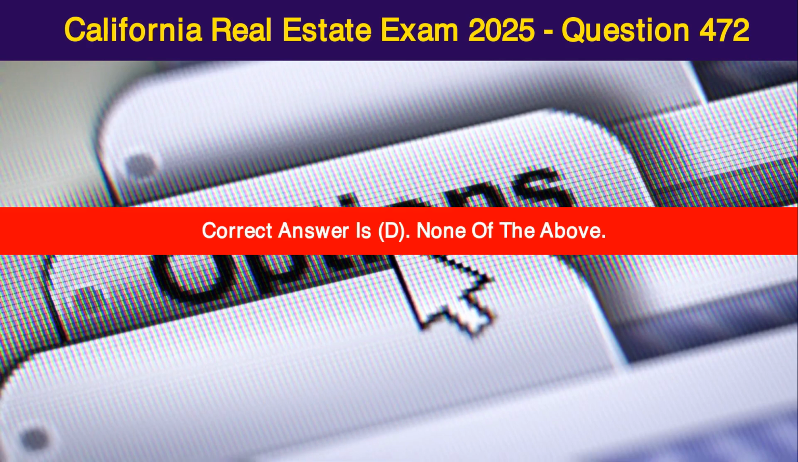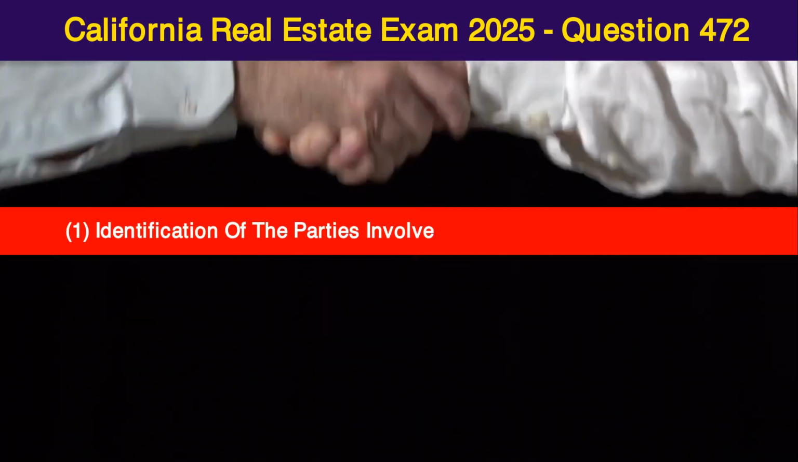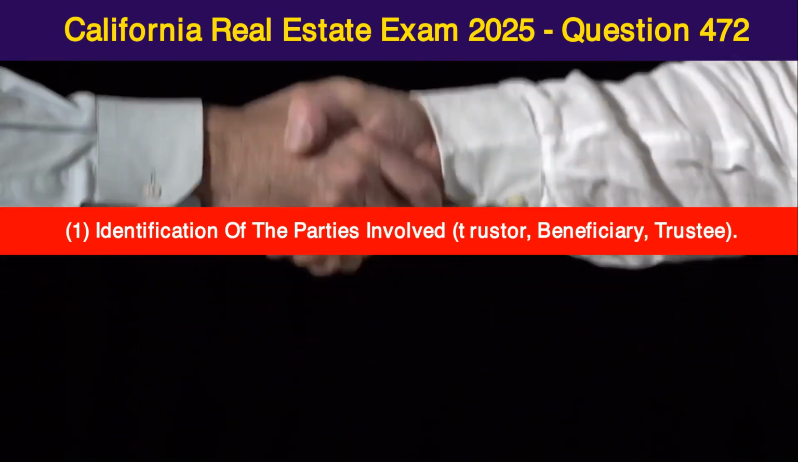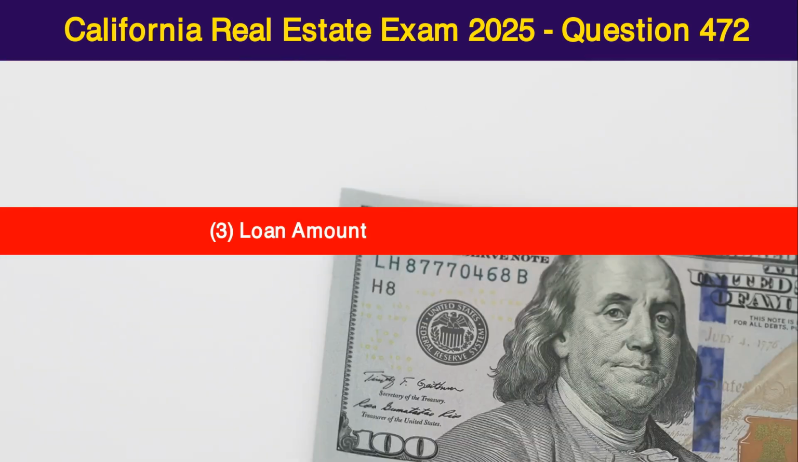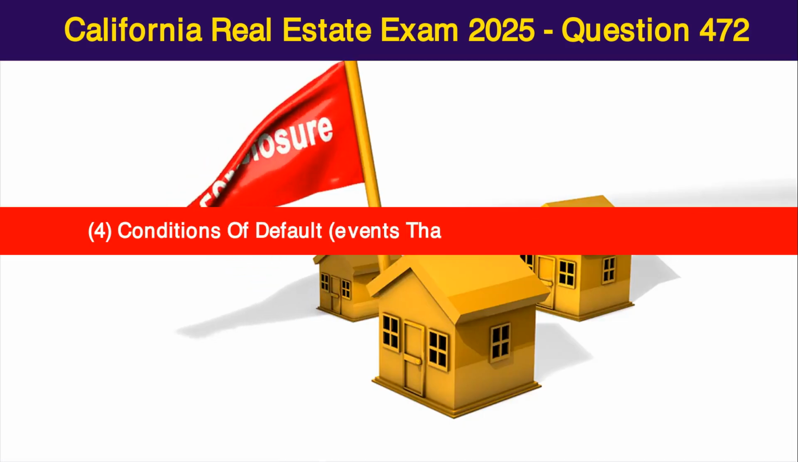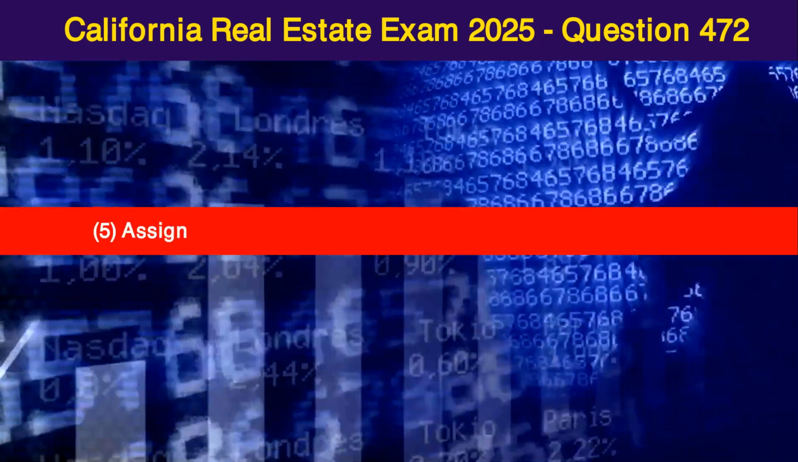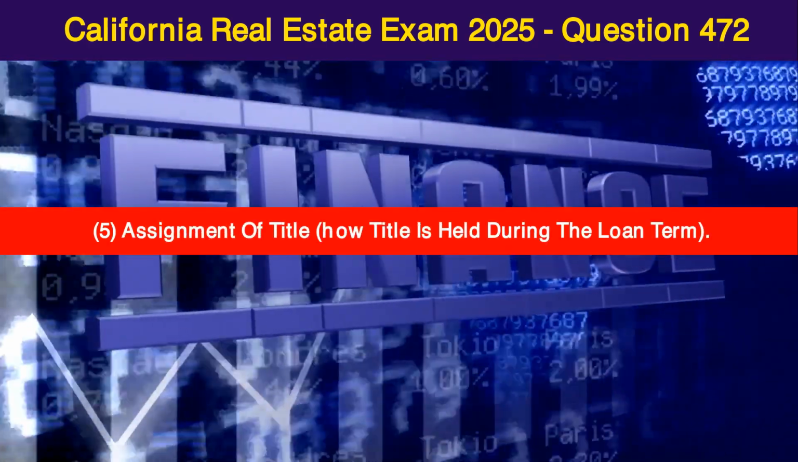None of the above. A trust deed typically includes: 1. Identification of the parties involved: trustor, beneficiary, trustee. 2. Description of the property. 3. Loan amount and repayment terms. 4. Conditions of default, events that could trigger foreclosure. 5. Assignment of title, how title is held during the loan term.